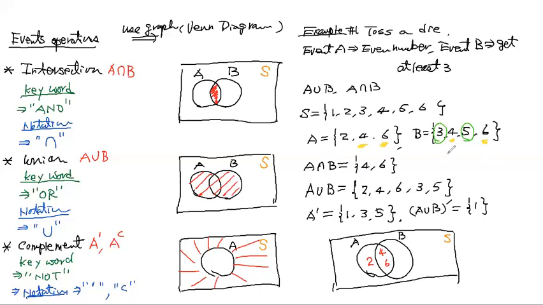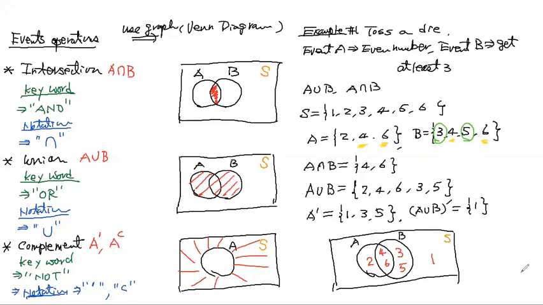Then look at the B. B is 3, 4, 5, 6. 4 and 6 are here. So outside this, there will be 3 and 5. Then we see the total should be 1, 2, 3, 4, 5, 6. We have 2, 4, 3, and 1 is outside. That is what I call the Venn diagram to represent the set operations. It's pretty cool, right?